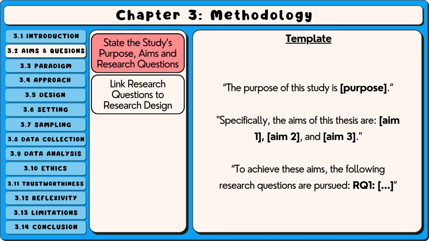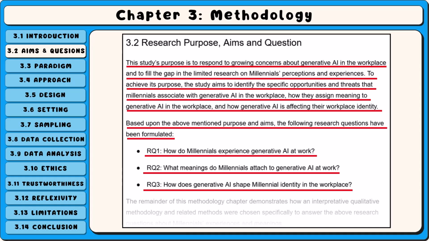Here's a template. The purpose of this study is, and then insert the purpose. Specifically, the aims of this thesis are, and then you will list as many aims as you have. And then lastly, to achieve these aims, the following research questions are pursued, and then list the research questions. Often, the research questions are listed in bullet points. Here's a sample piece. You can pause the screen and read this if you like, but you should be familiar with how to do this already because, as I said, you've already done this exact style in section 1.2.